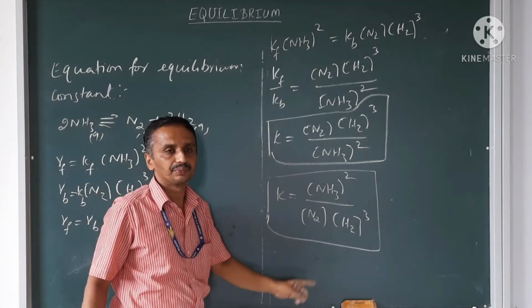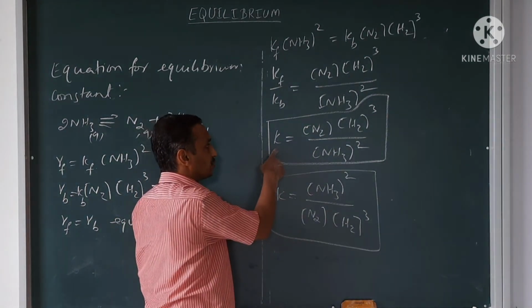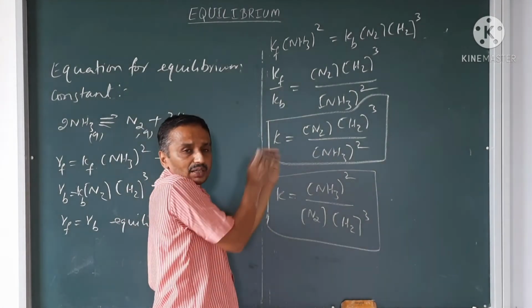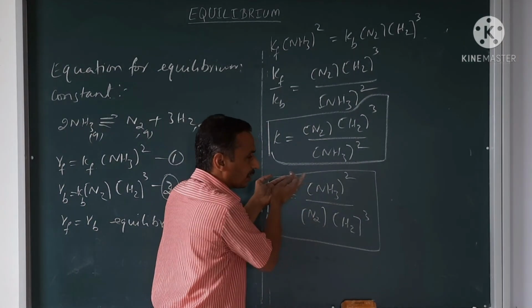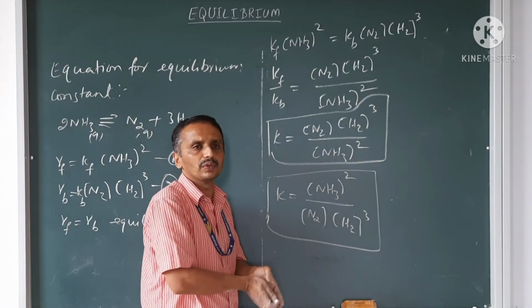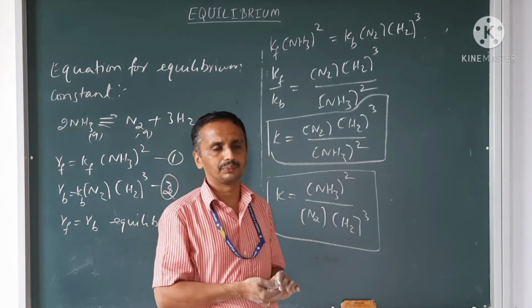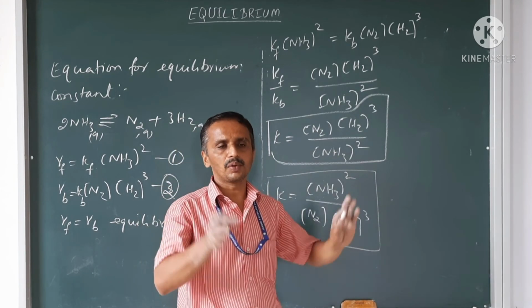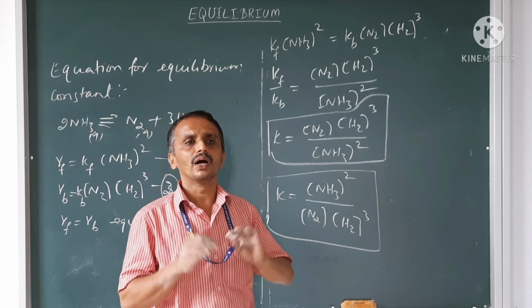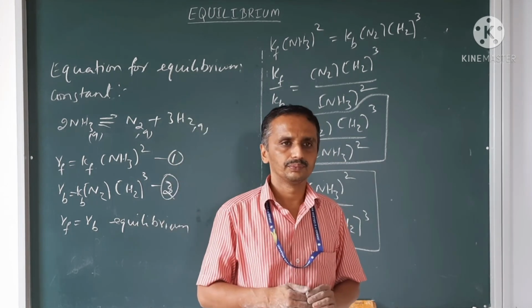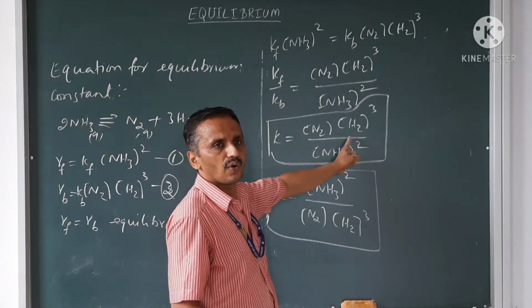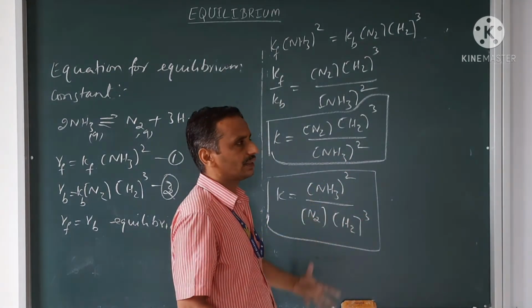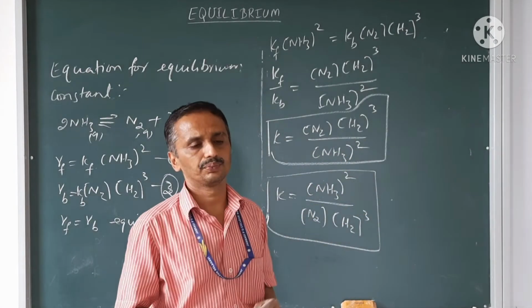What is the difference here? See, this is the equilibrium constant when the reaction is the reverse reaction. So the numerator came to the denominator, and the denominator came to the numerator over there. And remember, equilibrium can be reached from either side also. But the formula changes over there. Don't write the same formula for both.